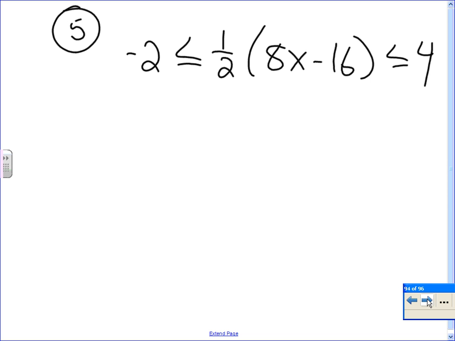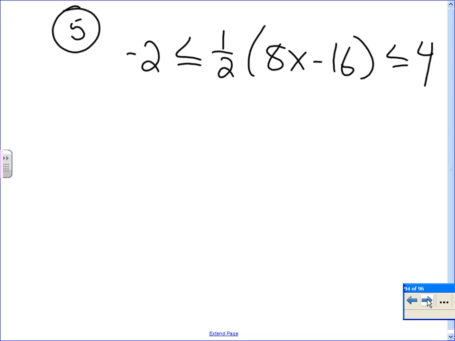Okay, number 5. The problem is negative 2 less than or equal to 1/2 times the quantity 8x minus 16, less than or equal to 4.